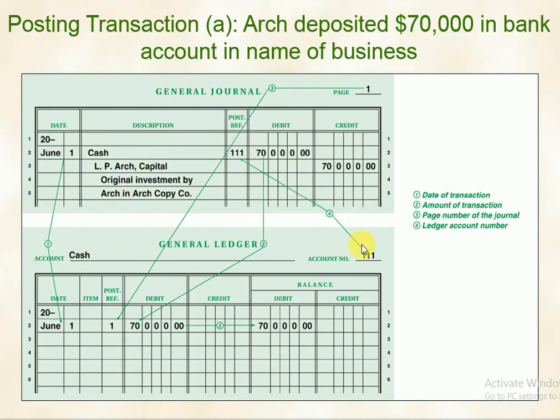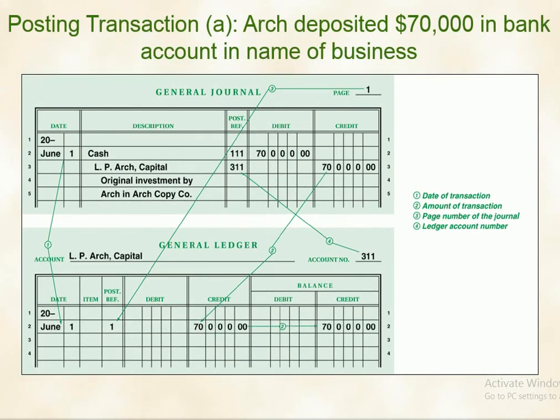Again, this number is to be mentioned here. This is the page number, and all these are clubbed. And in step number 2, again you will write the balance. The balance is recorded on the debit side, therefore your balance will be recorded on the debit side. Number 1, date of transaction. Number 2, amount of transaction. Number 3, page number of the journal. Number 4, ledger account number. These are the summarized key points which are to be recorded step by step.